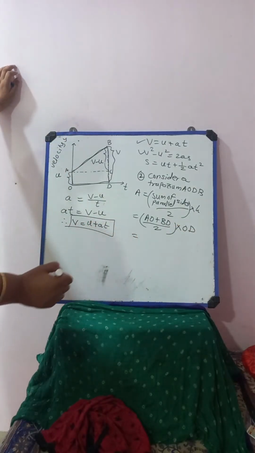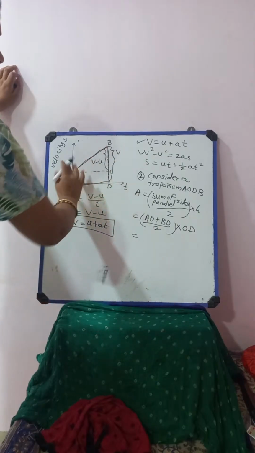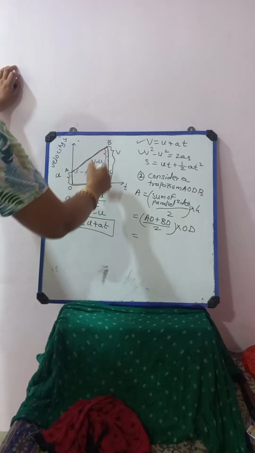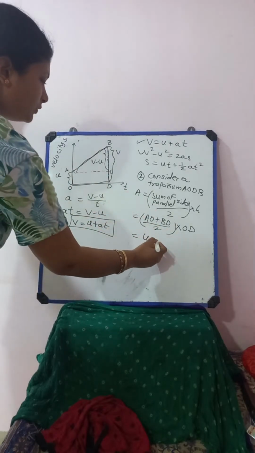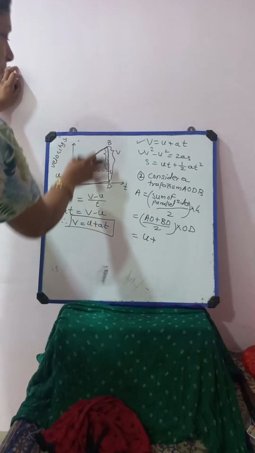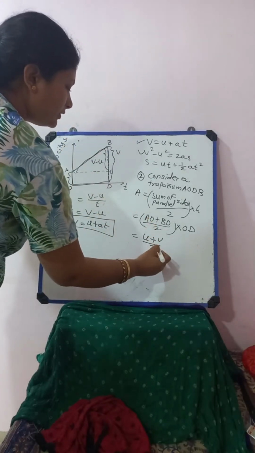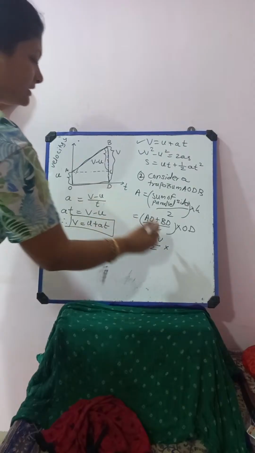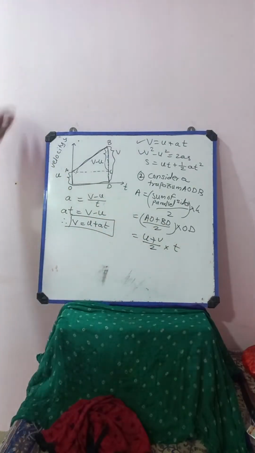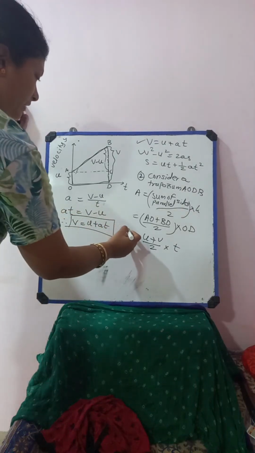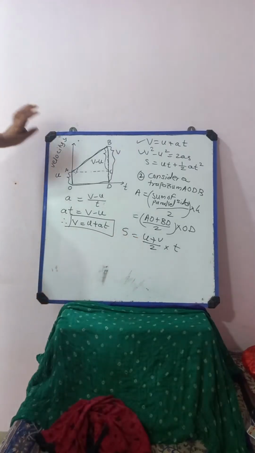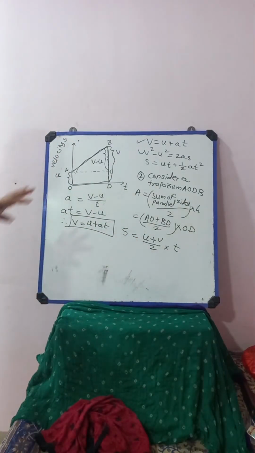So area under the graph is nothing but the total area. AO is nothing but U, BD is nothing but V, divided by 2, and height OD is nothing but time, T. Can you get this? So once I get this, then this is my area. Area is the total distance, or total area under the graph, that is nothing but S here.